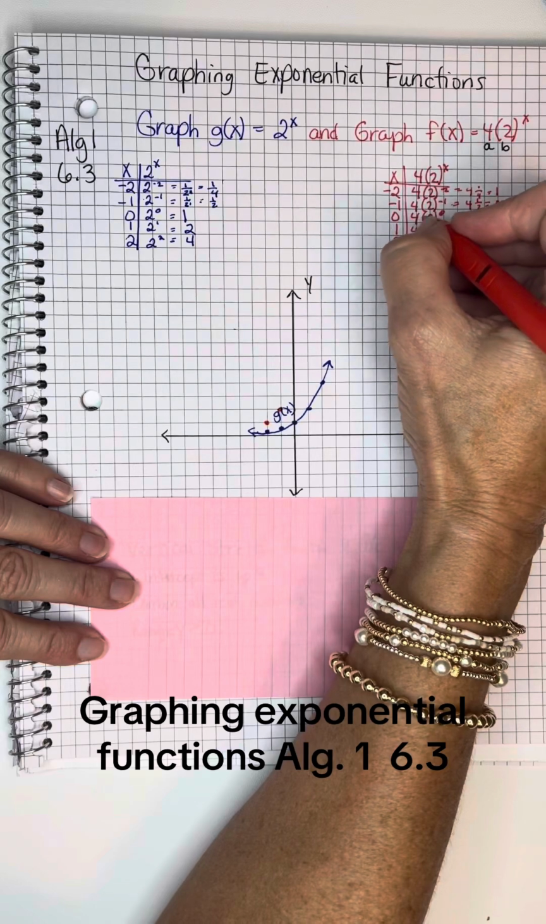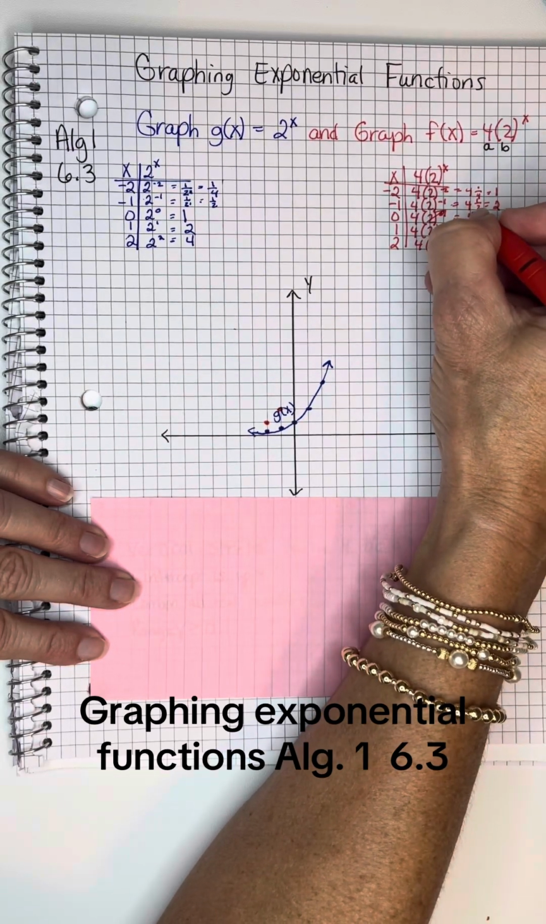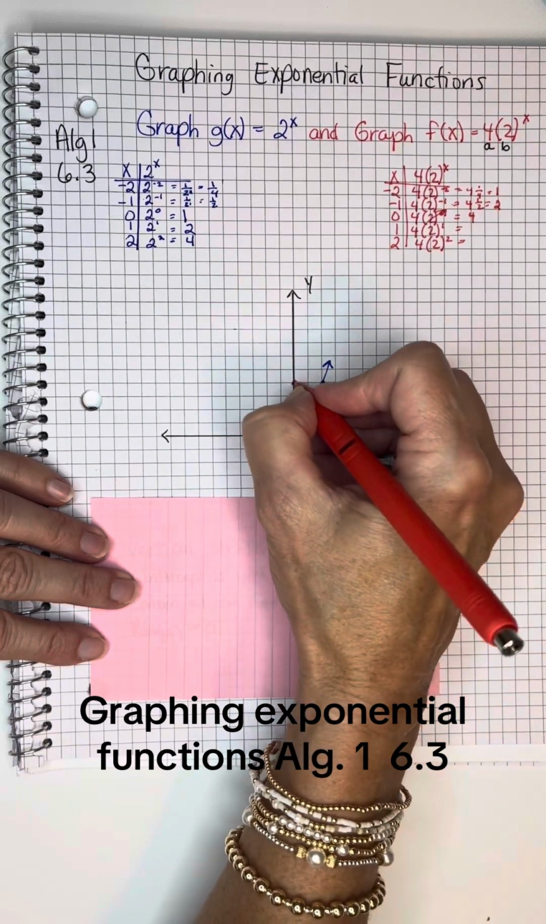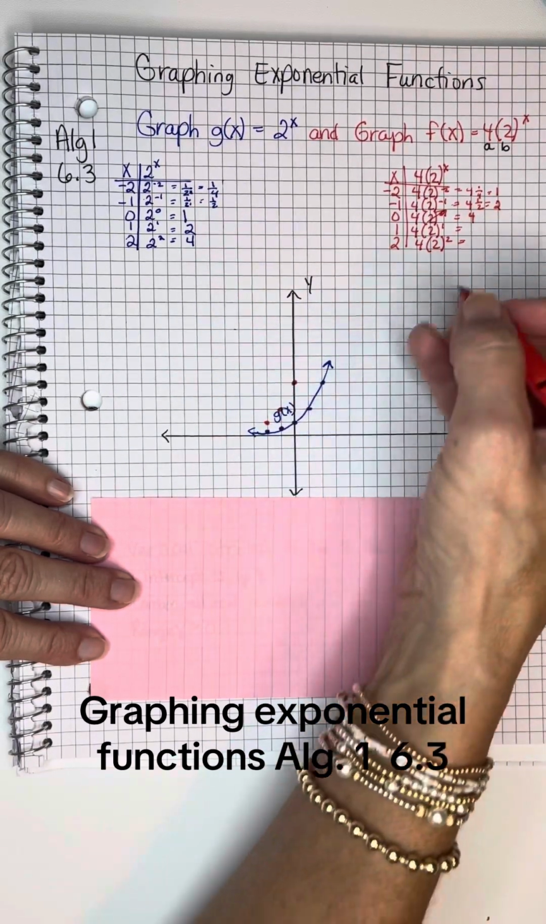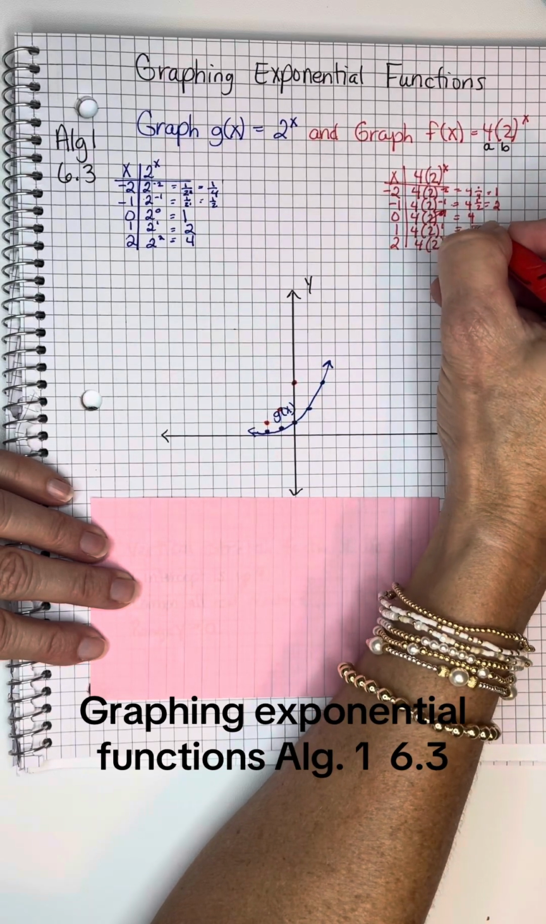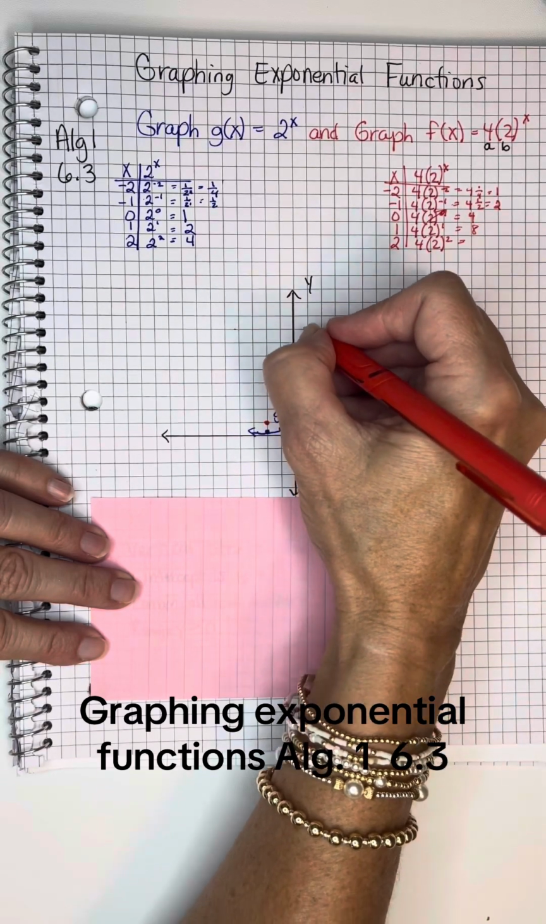And then I have 4 times 2 to the 0. That's 4 times that part right there is 1. 4 times 1 is 4. So I'm graphing 0, 1, 2, 3, 4. And then I have 4 times 2 to the first. 4 times 2 is 8. I'm graphing 1, 8. 1, 2, 3, 4, 5, 6, 7, 8.